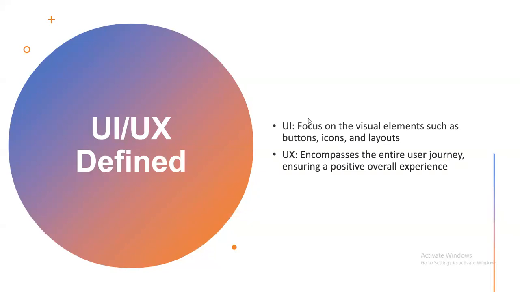UI UX designing. UI, or user interface, is the visual aspect of a software application or a website. It involves everything that the user is able to interact with, like the buttons, icons, overall layout, and color schemes. So we can say that UI is the bridge between the user and the system. It ensures that a website or a design is visually appealing and interesting.